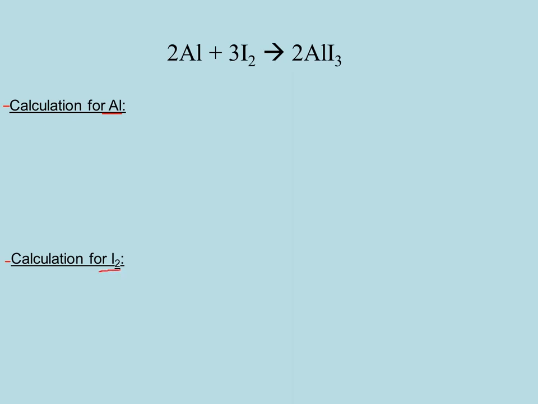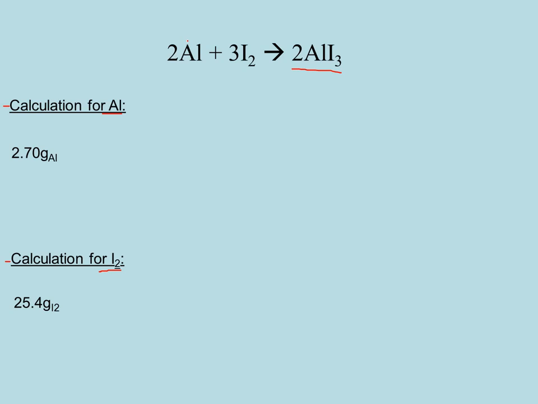We're going to do one set of calculation for iodine. So set up two separate lines in your calculations. We're going to start with the mass of the aluminum and do its set of calculation in one part. And then we're going to start with the mass of the iodine and do its set of calculation in the other part. Both of these will give us a mass of product produced.